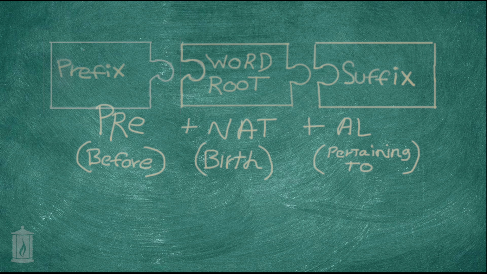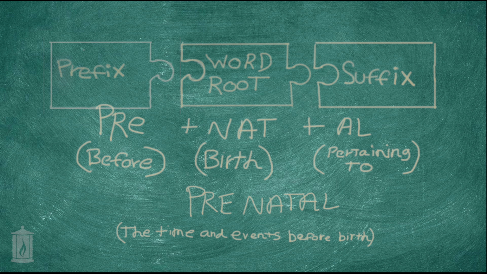Pre is a prefix for before. Nate means birth, and that's a word root. Al is the suffix that means pertaining to. When we put the three word parts together, we get prenatal, which means the time and events before birth, and pertaining to. So by putting these words together, we're able to combine any prefix, word root, or suffix to really make it mean whatever we want.